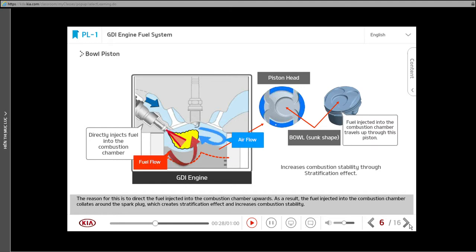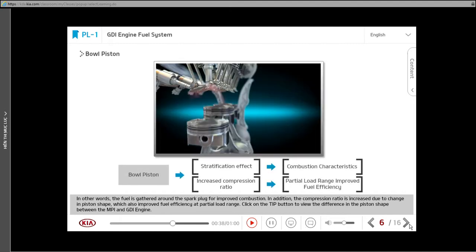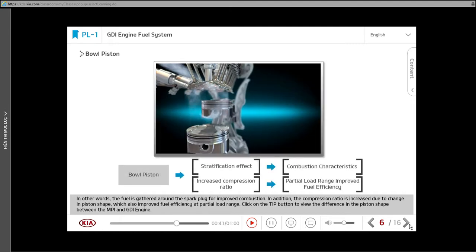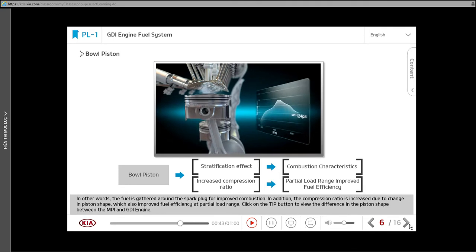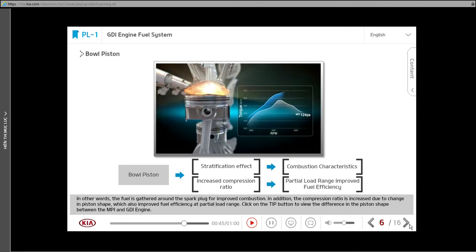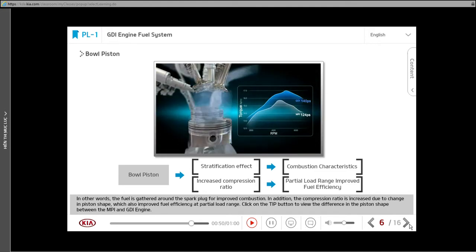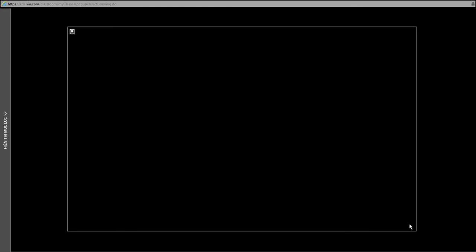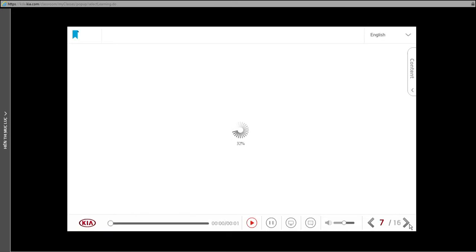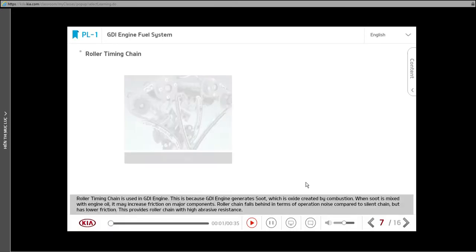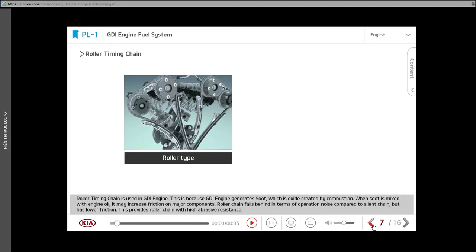As a result, the fuel injected into the combustion chamber collides around the spark plug, which creates stratification effect and increases combustion stability. In other words, the fuel is gathered around the spark plug for improved combustion. In addition, the compression ratio is increased due to change in piston shape, which also roller timing chain is used in GDI engine.